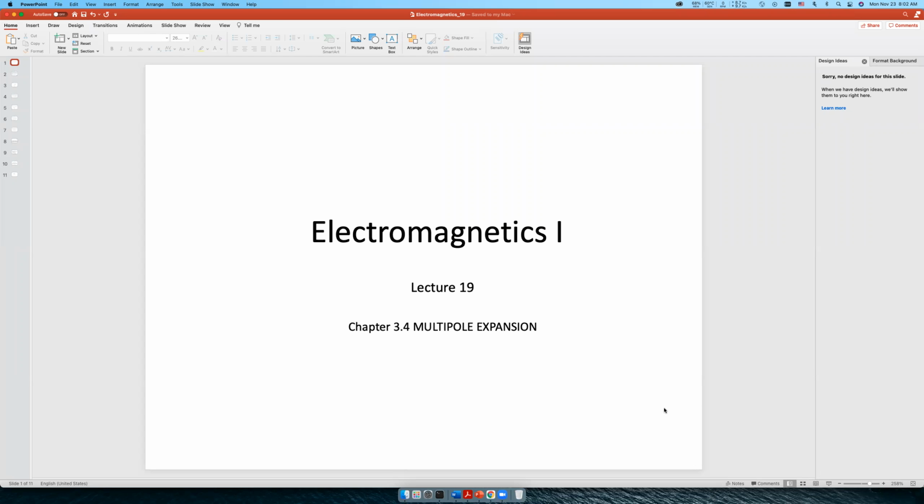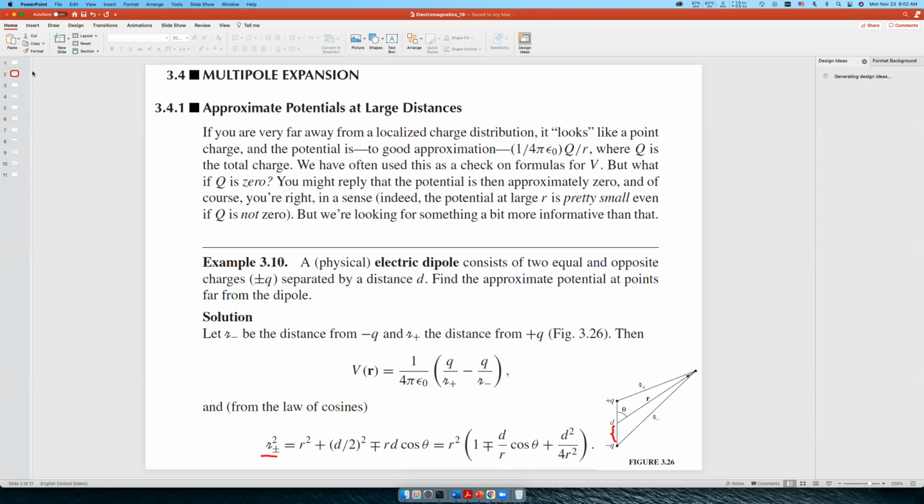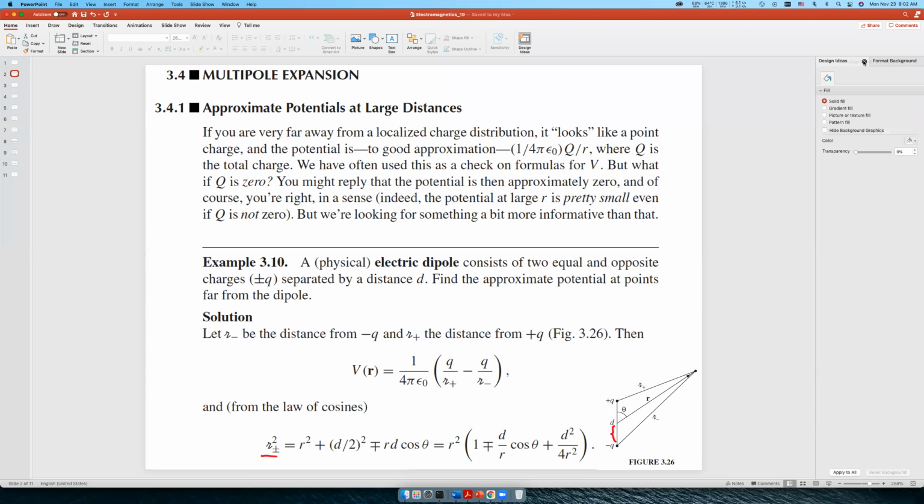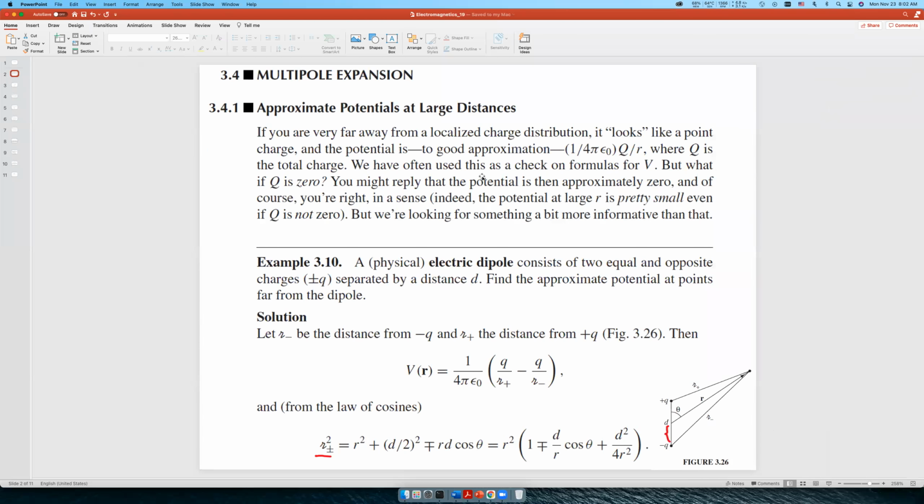Hello guys, today we're going to go through chapter 3.4, multipole expansion. But we're not going to finish the entire section for 3.4. We will first introduce half of the section.